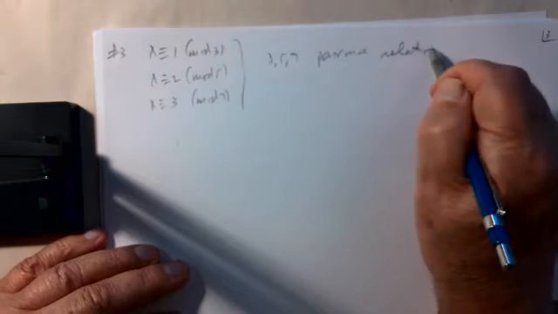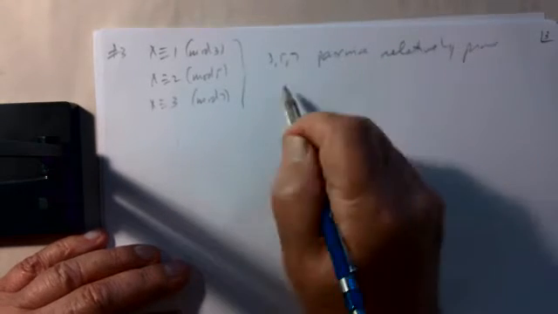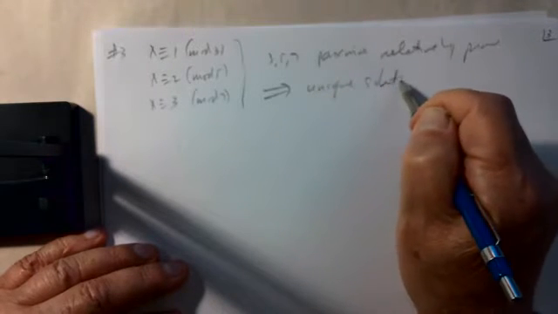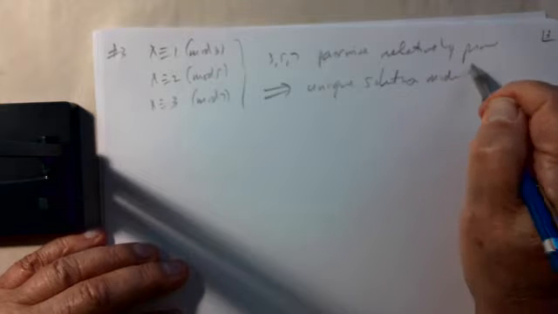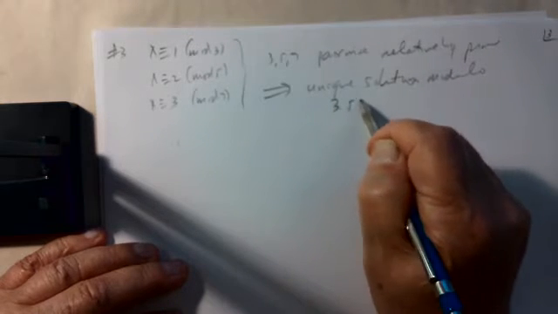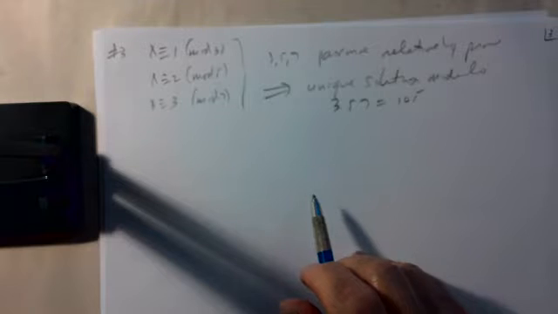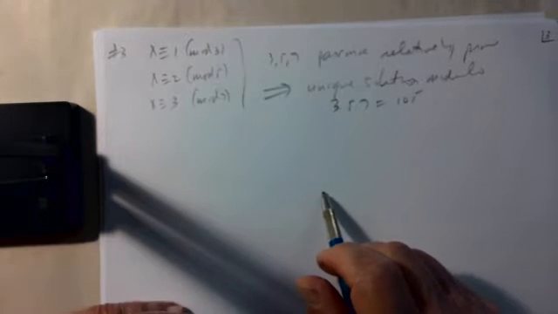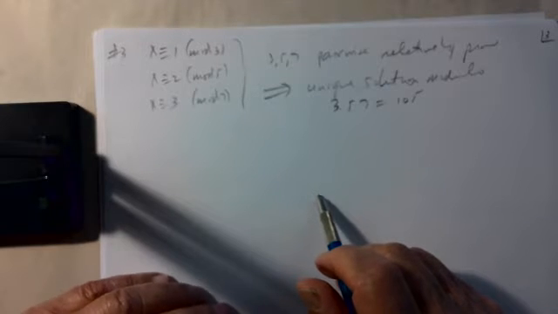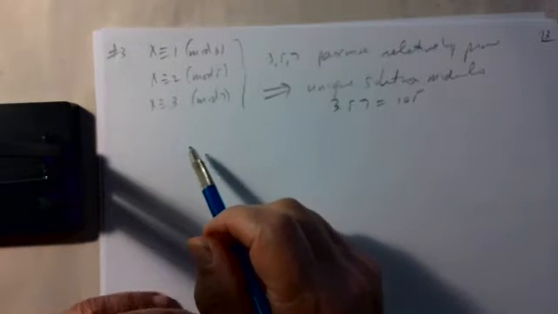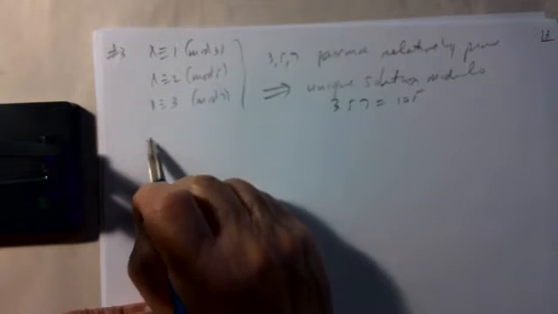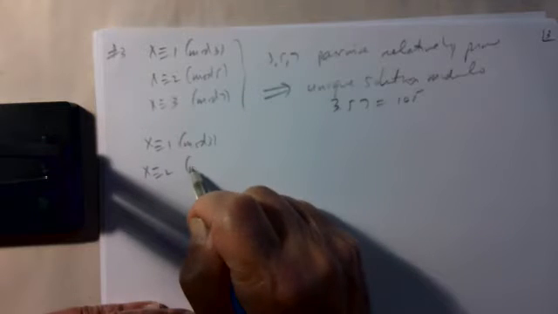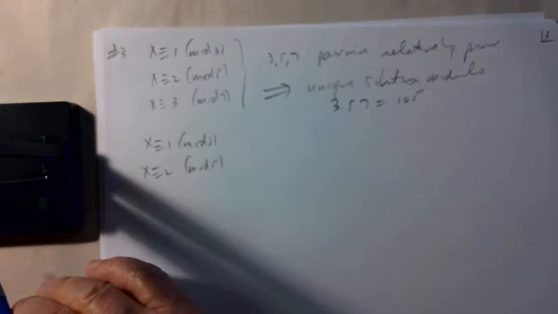and the fact that 3, 5, and 7 are pairwise relatively prime implies there exists a unique solution modulo 3 times 5 times 7, which is 105. And you just solve these congruences. If you solve the first two, and then you solve that with the third. So x congruent to 1 mod 3, x congruent to 2 mod 5.